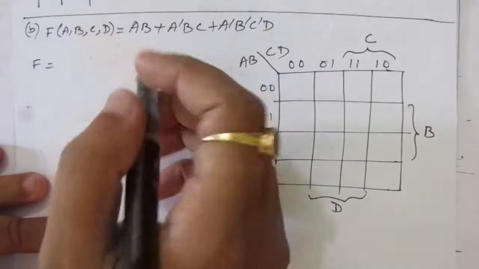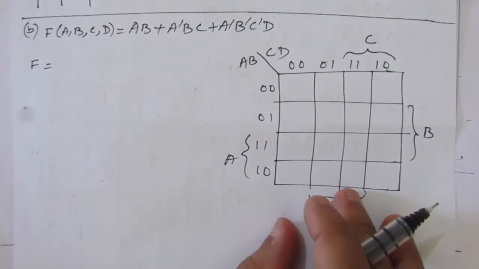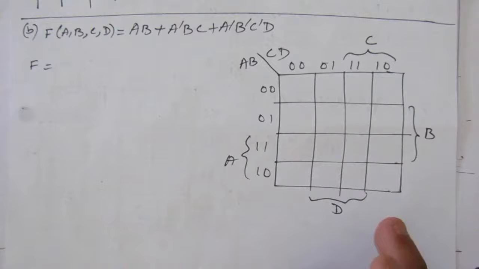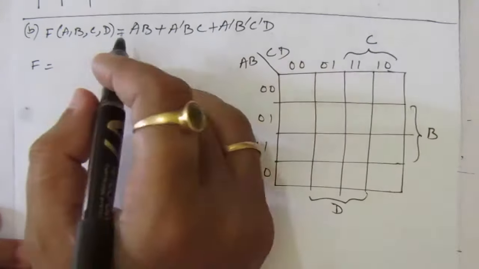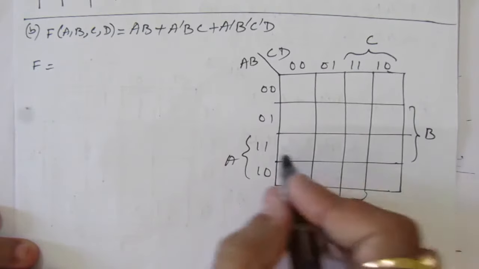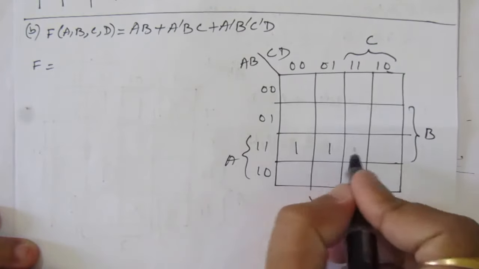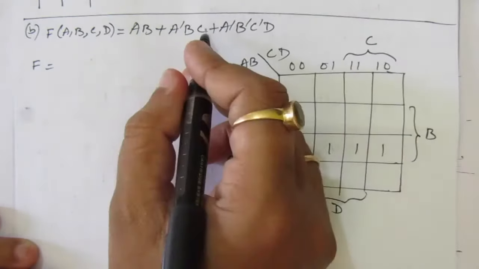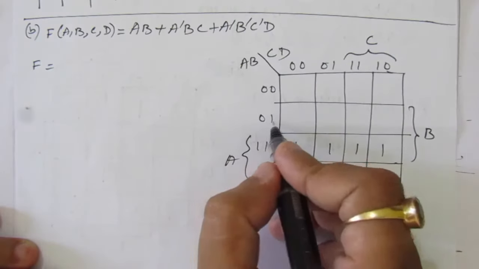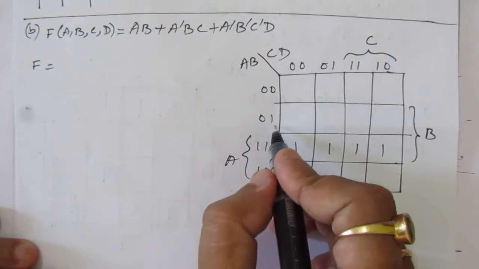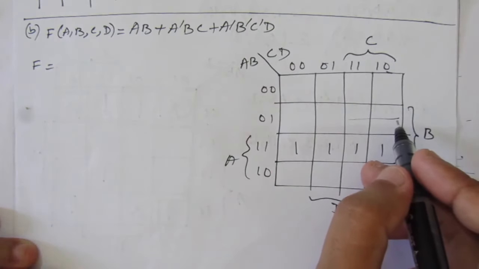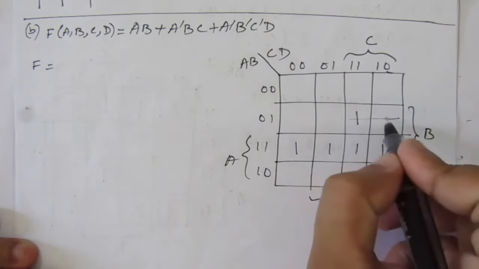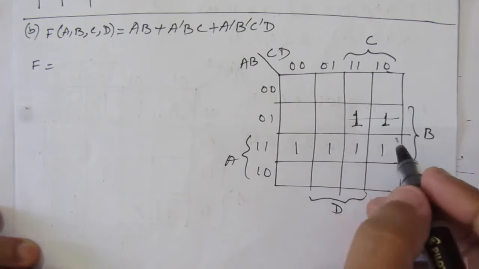In the second problem, we are given this sum of minterms expression. So let us put this in this table and then we will simplify this expression. AB means this whole line, so we have to put here 1, 1, 1, 1. Then we have A bar B. A bar B means the second row. Then we have C. C means the third and the fourth, so we have one here.